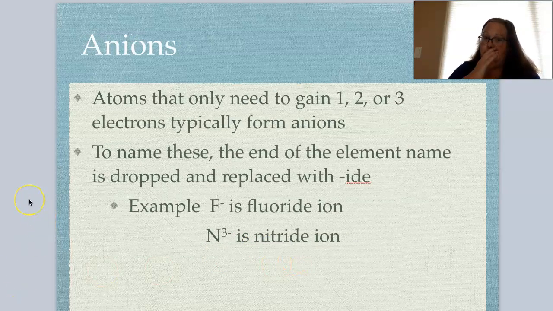For anions, those are atoms that only need to gain 1, 2, or 3 electrons. And so to name these, we drop the ending of the element and replace it with "ide." So fluorine has 7 valence electrons, which means it's going to want to gain 1, and so we'll call it the fluoride ion. Nitrogen has 5 valence electrons, so it's going to want to gain 3, and we call this the nitride ion.